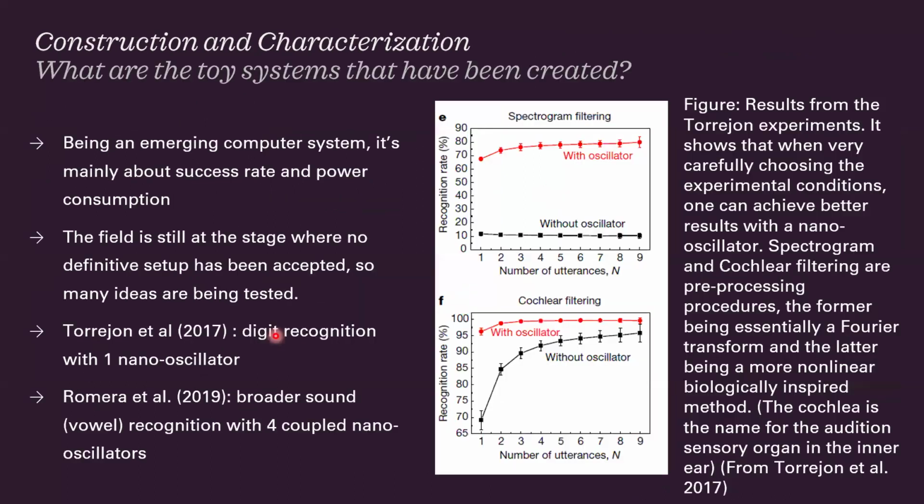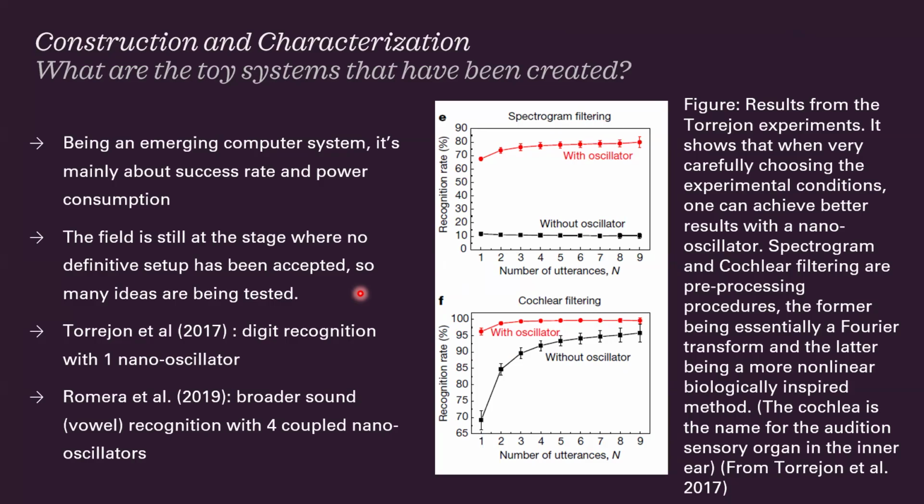And so what has been done is that we have been able to classify digits, spoken digits, using this kind of technique. So the idea is to pre-process the input, take it from a sound and pass it to a nano oscillator, and through this extract some information about what the sound was.